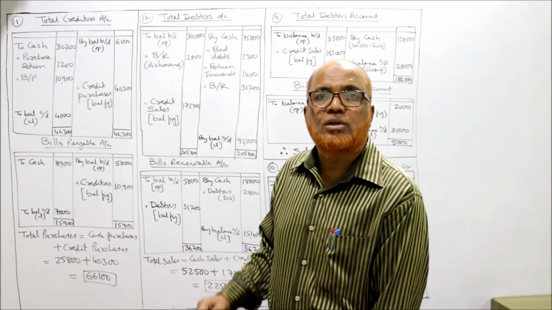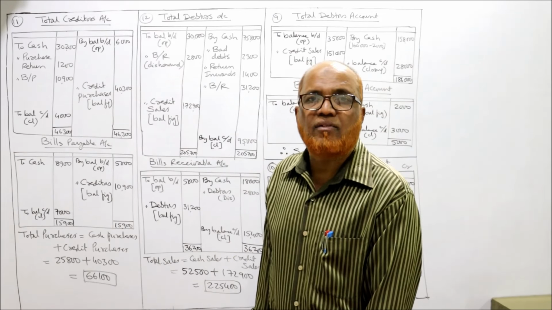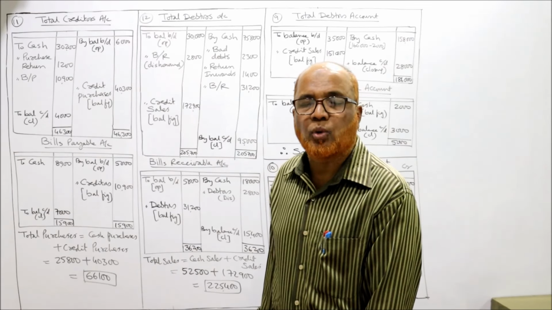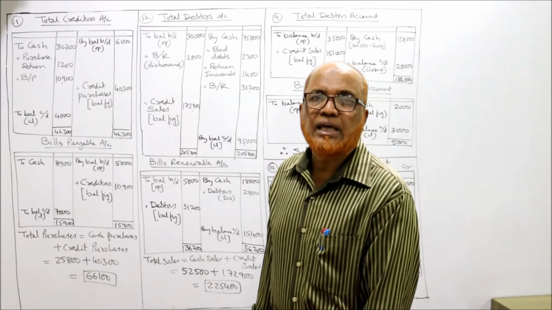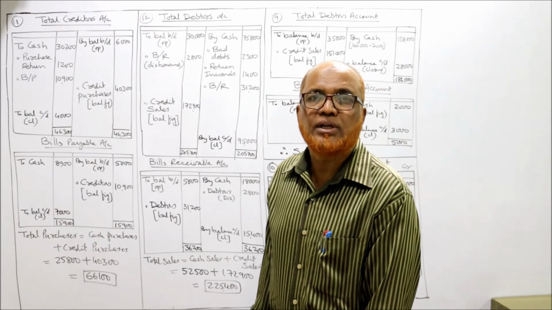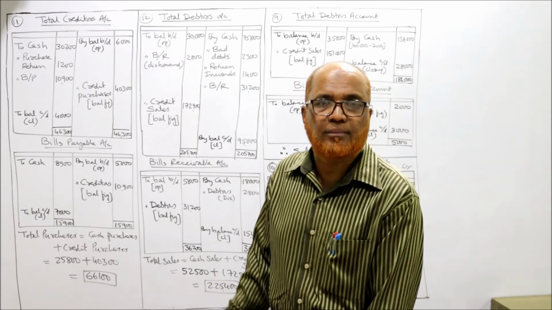So you have to give a note. In this problem, you have to give a note: cash bad debts recovered will not appear in total debtors account and bills receivable account. The entry for bad debts recovered is cash account debtor to bad debts recovered account. So this transaction given in the problem, we should not take it, ignore it, and give a note.